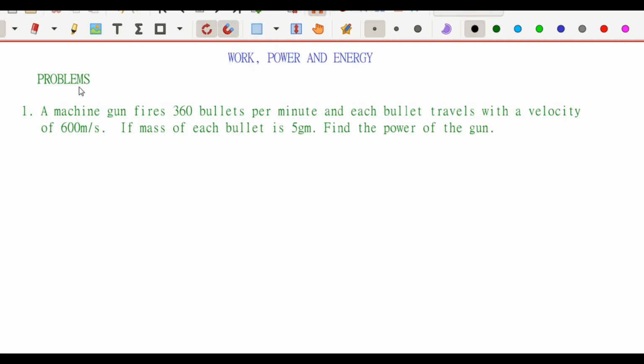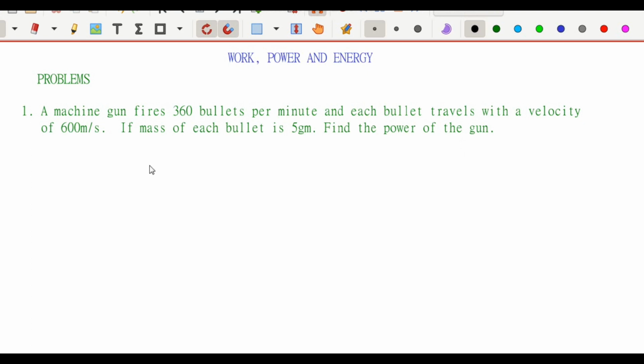Let us discuss some problems. The chapter is work, power, energy. The first problem is: a machine gun fires 360 bullets per minute and each bullet travels with a velocity of 600 meter per second. If the mass of each bullet is 5 gram, find the power of the gun.